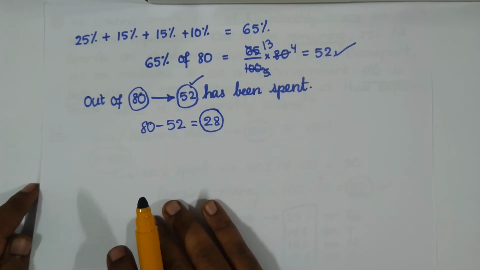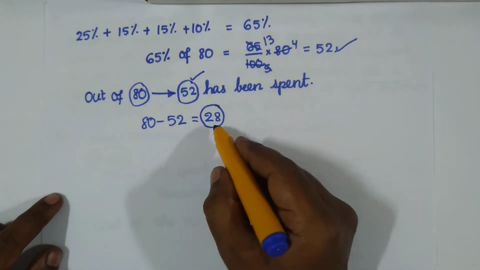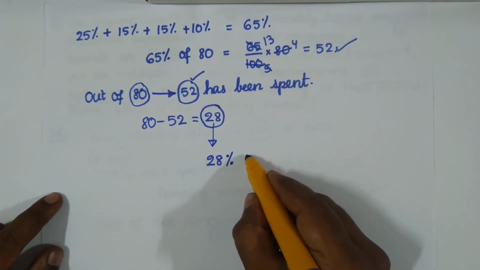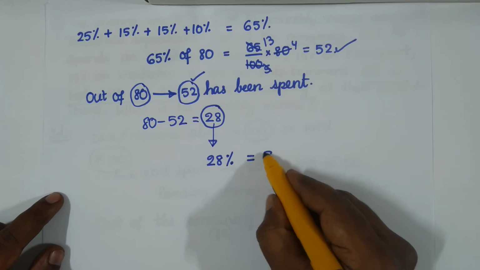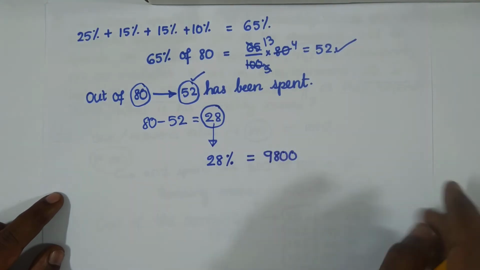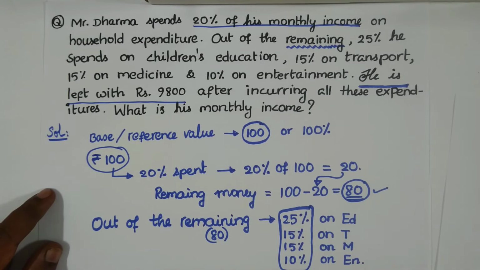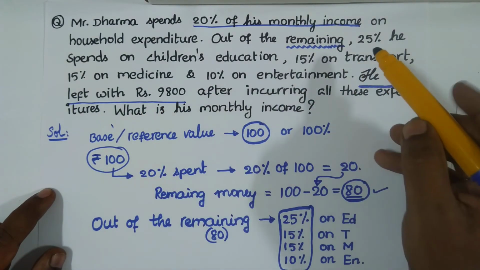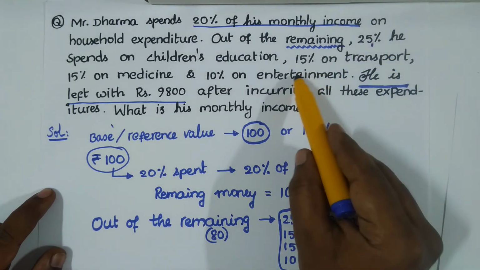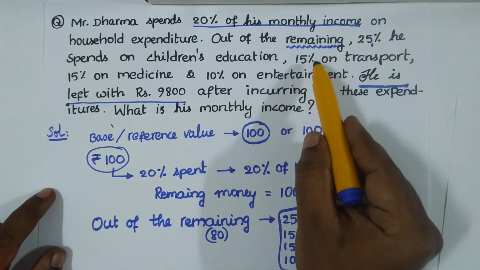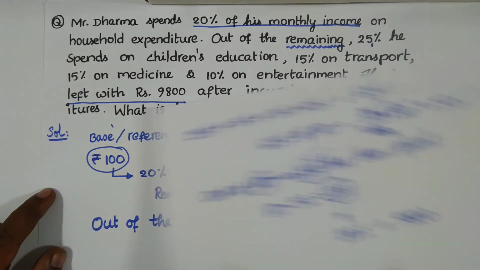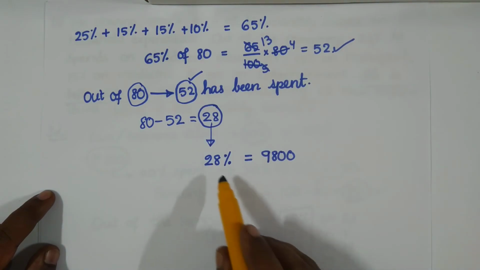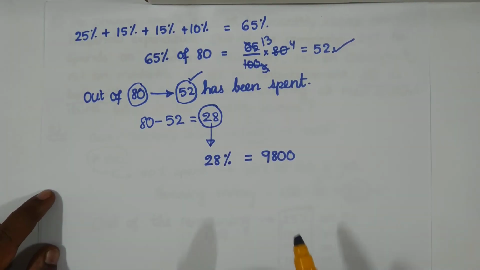Now convert this to percentage. This indicates what he gave. So 28 percentage is equal to 9,800. See this carefully. He is left with rupees 9,800 after he has spent all these things, 25, 15, 15, 10 from the remaining, that is 80. From the remaining means 80. So therefore what we obtained is 28 percentage is equal to 9,800.